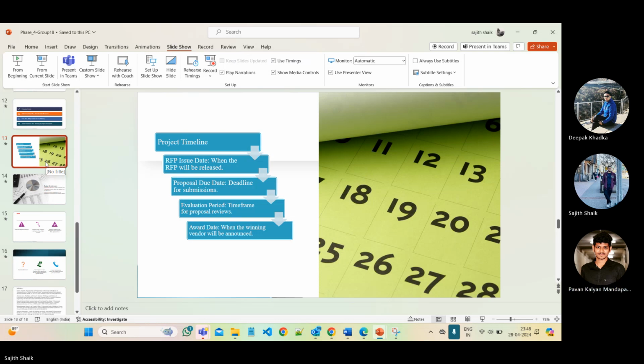Okay, next let's discuss the potential risks such as technical challenges, project delays, and budget overruns. To manage these risks effectively, we have developed detailed mitigation strategies. These include contingency planning, regular project reviews, and setting aside funds specifically for unforeseen issues. Okay, the next slide, please.